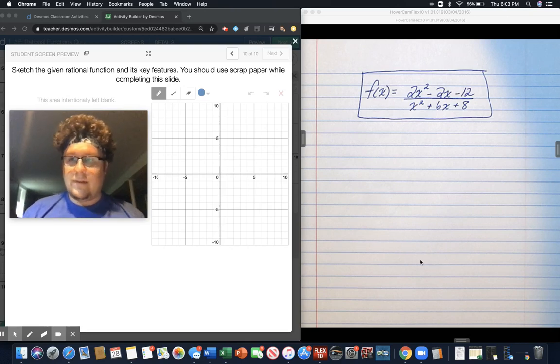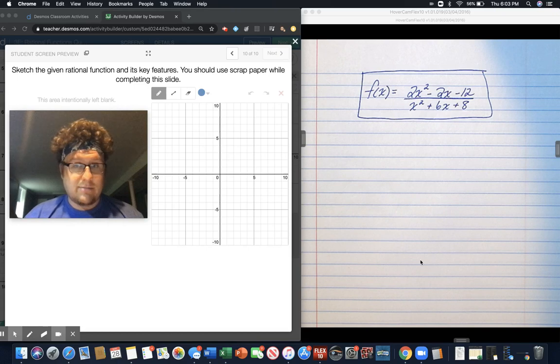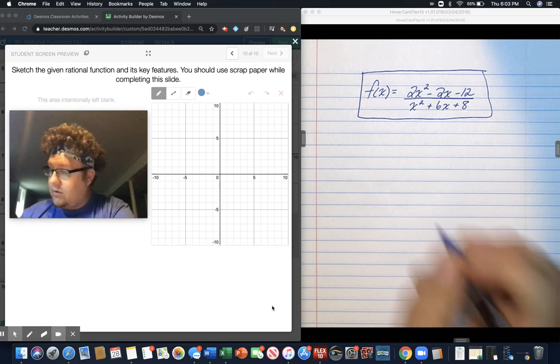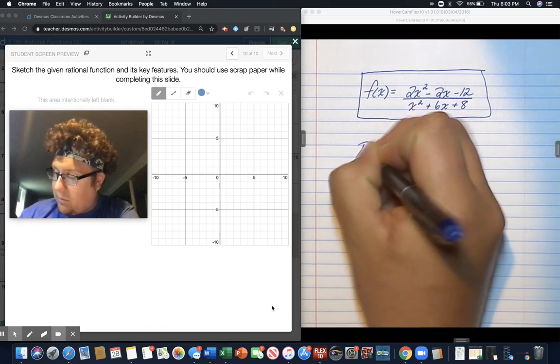Let's talk about graphing this from start to finish. This is a weird looking function, right? There's a lot going on with it. We know that there's probably some factoring to be done. But the first thing we want to do whenever we're graphing a rational equation is to make our plan.